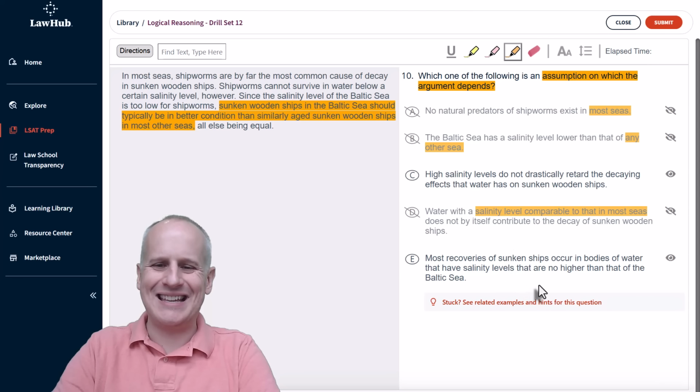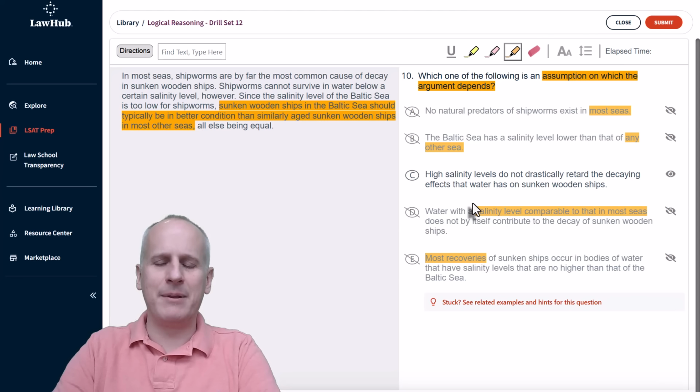And then choice E: most recoveries of sunken ships occur in bodies of water that have salinity levels that are no higher than that of the Baltic Sea. Recoveries? We're not recovering the ship. I mean, that would need a whole bunch of additional information. Why are we suddenly recovering the ship? We're just talking about them surviving in the water. So goodbye to choice E because it would need a whole lot of additional information as well.